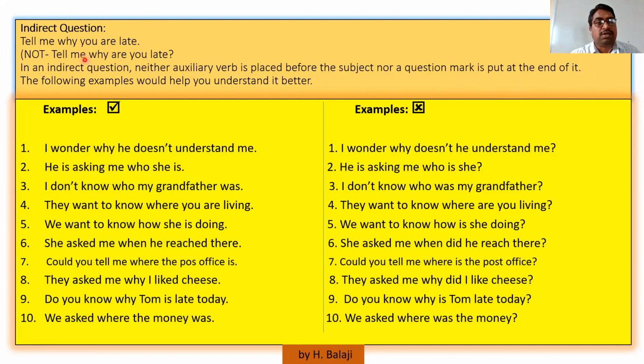Why? Because this question doesn't follow this rule. The helping verb is placed before the subject, and again there is a question mark at the end of it. That is why this is grammatically incorrect, right? Hope you understood. Though they don't look much different, though they look almost alike, yet there is a big difference. The first one is correct and the second one is incorrect, right?